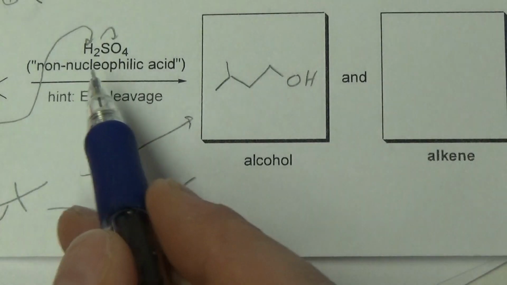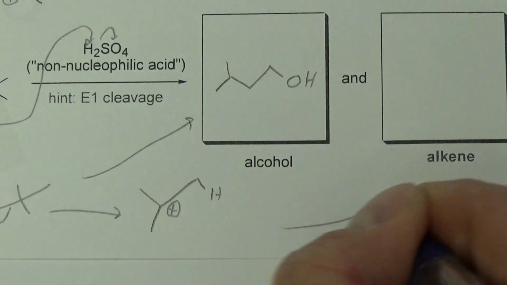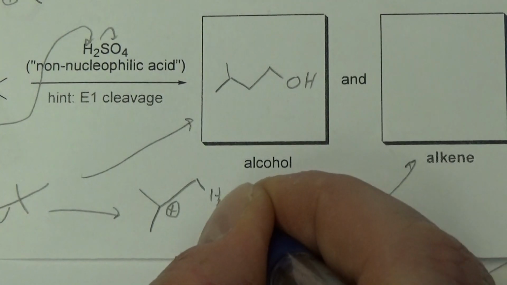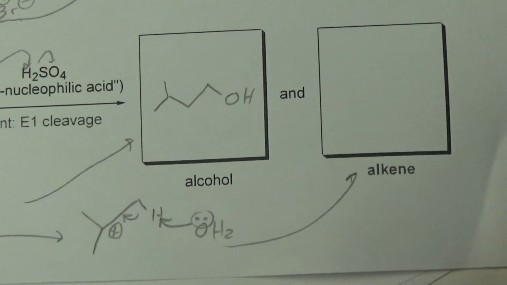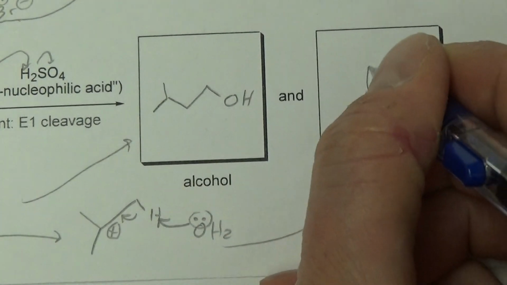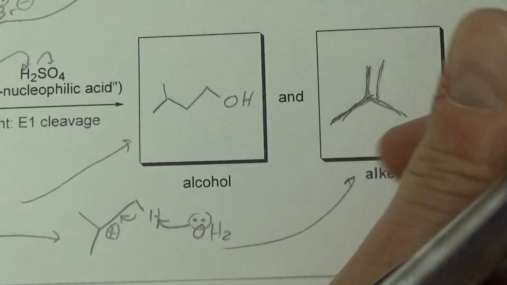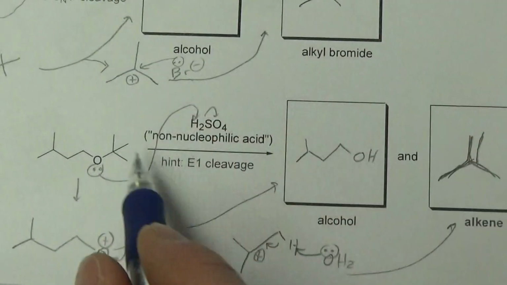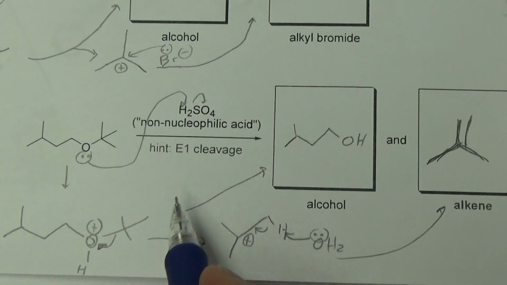And what's the fate of the tertiary carbocation with a non-nucleophilic acid? So not like HBr. What happens? I usually draw water, and the water will take the proton and make a what? Water takes the proton and makes an alkene. So a nice 4-carbon alkene. So that's the product of the cleavage of a tertiary ether with a non-nucleophilic acid via an E1 mechanism.